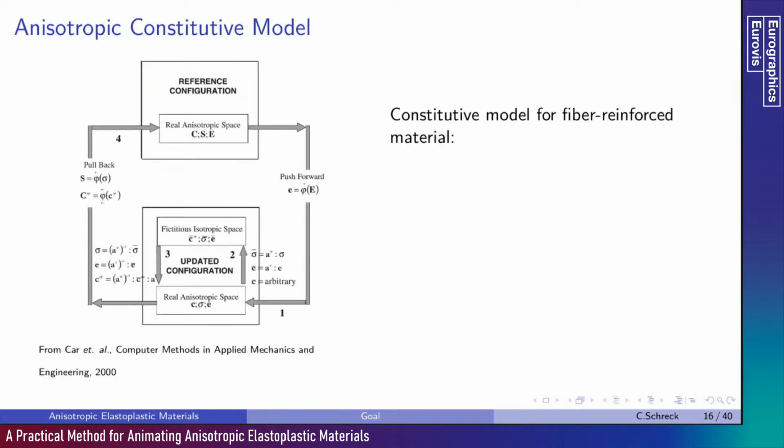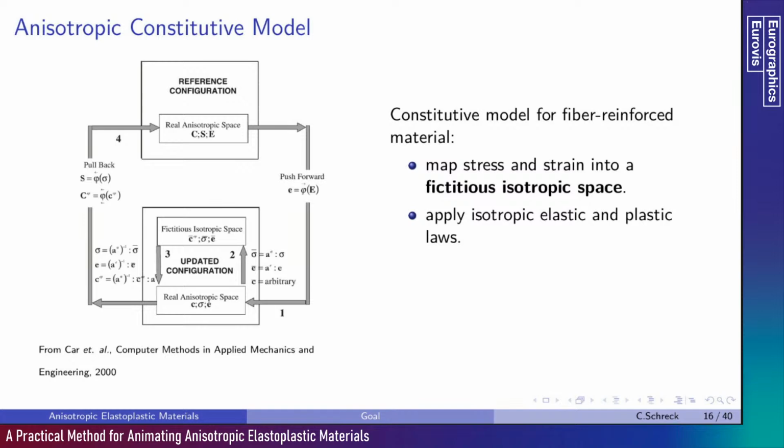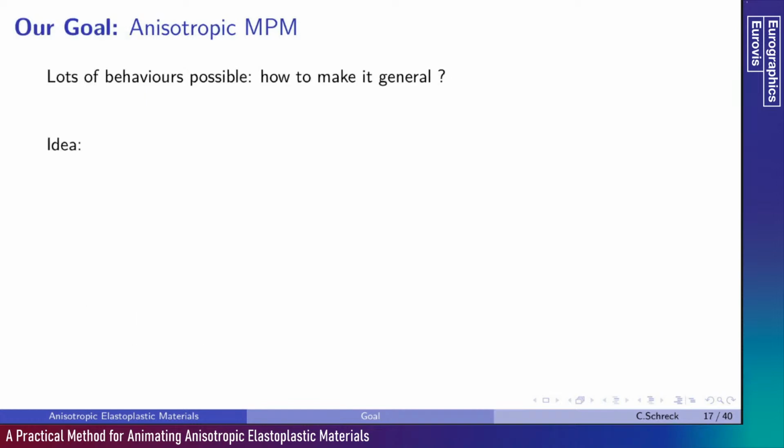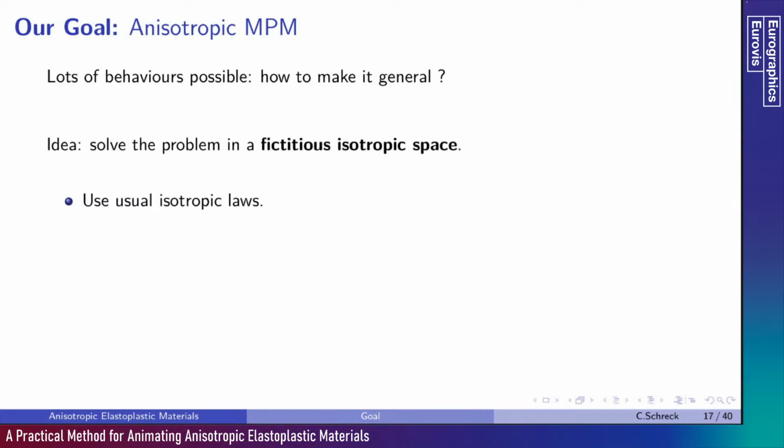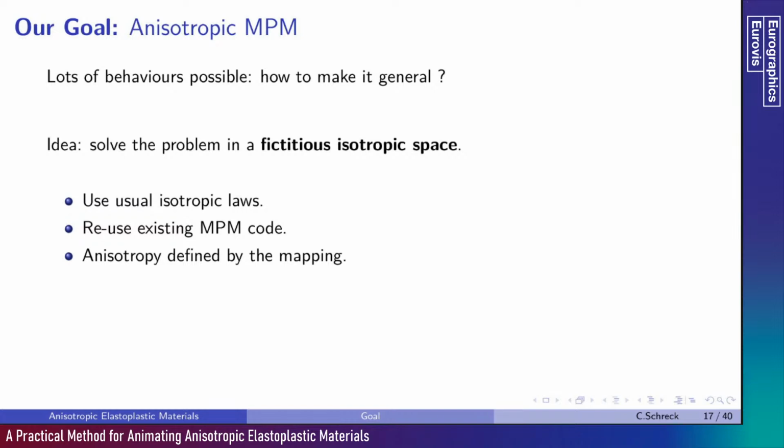So we took inspiration from this physics article from Carr and colleagues. They propose a model for fibrous reinforced material, like cement or concrete. And what they propose here is to map the stress and the strain into a fictitious isotropic space, apply some isotropic laws there, and then map back to the real anisotropic space. A similar idea can be applied to MPM. Let's just solve the problem in a fictitious isotropic space, so we can easily use the usual isotropic laws and then reuse the existing MPM code. The anisotropy will then be defined by the mapping.